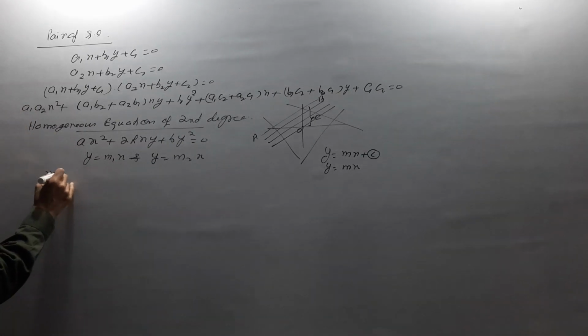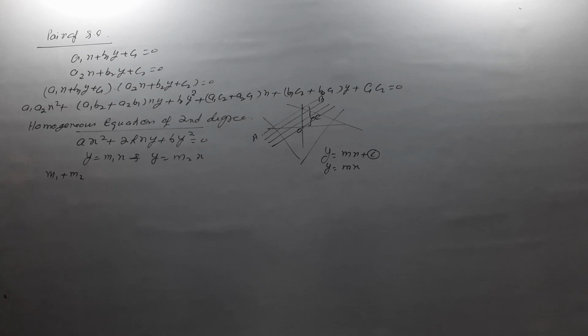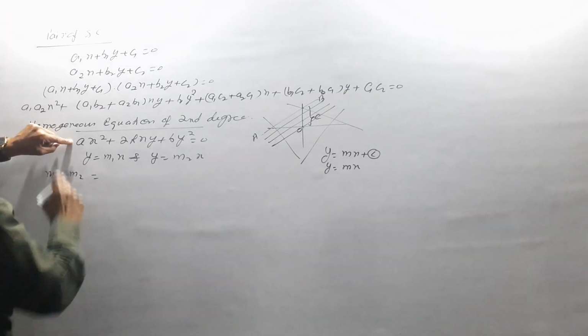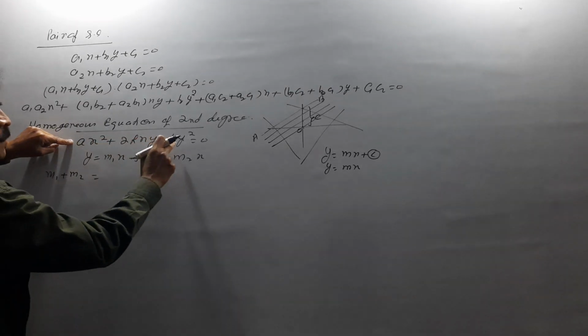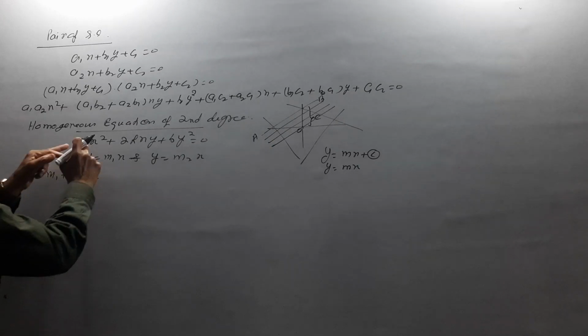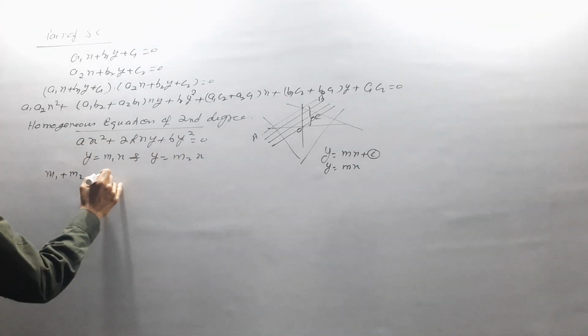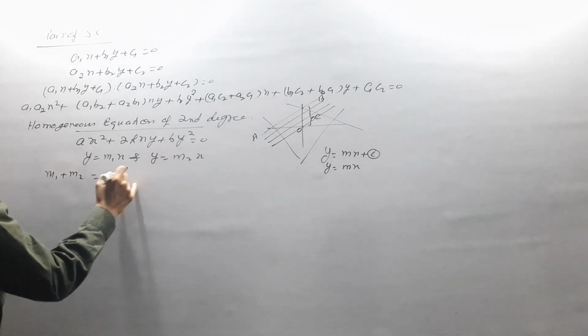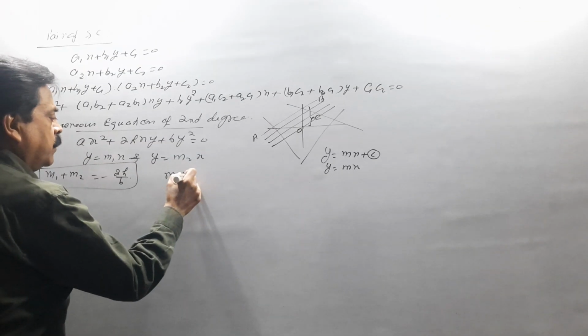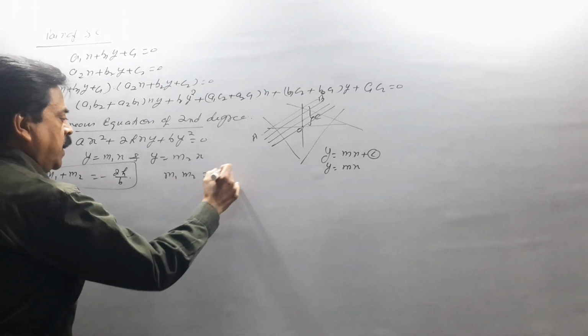So for the sum of slopes m1 and m2: if we have a pair of straight lines ax square plus 2hxy plus by square equals 0, the sum of slopes of the lines represented by this pair is minus 2h upon b, and the product of slopes m1 m2 equals a upon b.